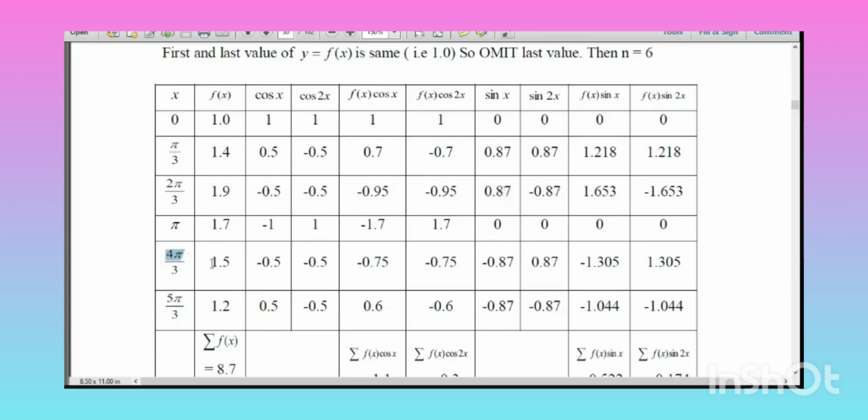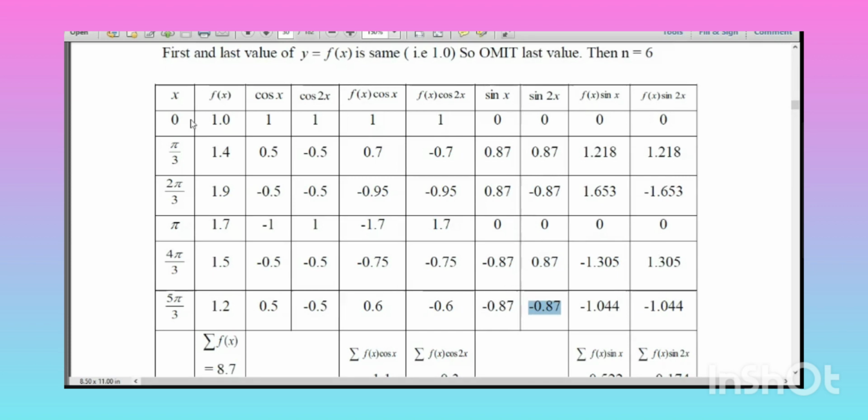Next, sin pi is 0. Sin 4 pi by 3 is minus 0.87. Sin 5 pi by 3 is minus 0.87. In this way, sin 2x: 2 into 0, sin 0 is 0. Sin 2 pi by 3 is 0.87. Sin 4 pi by 3 is minus 0.87. Sin 2 pi is 0. Sin 8 pi by 3 is 0.87. Sin 10 pi by 3 is minus 0.87.